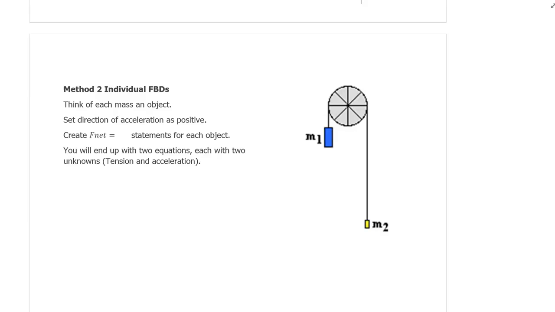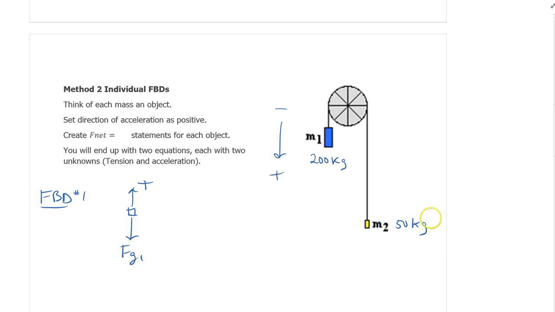So we're going to do the same question again, and this again was 200 kilograms. This was 50 kilograms. And what we're going to do is draw two free body diagrams. So our first one was the tension went up, Fg1 went downwards, and we're going to use that same idea about which way it's accelerating. So this is going to be accelerating downwards, and this one will be accelerating upwards.